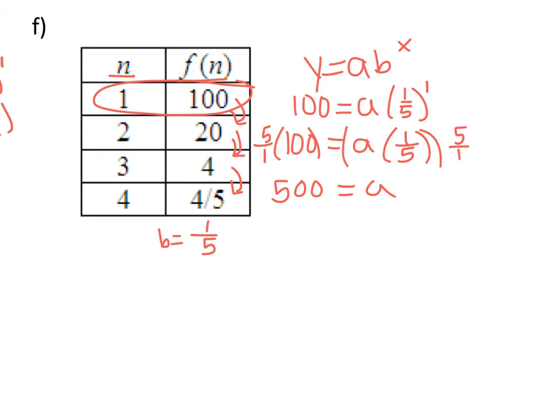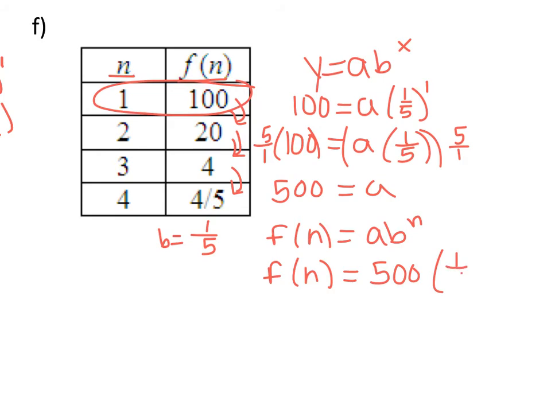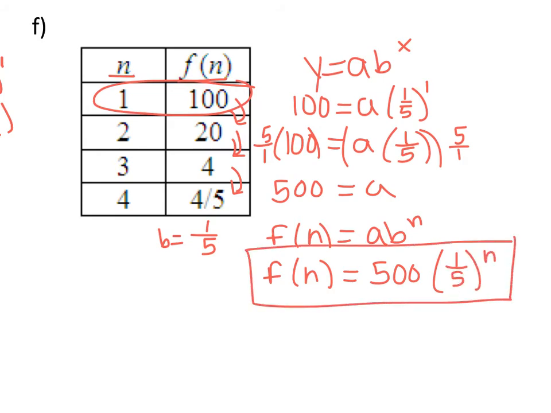So our equation, remember again, we have to use f of n and n. So f of n equals ab to the n. F of n equals 500 times 1/5 to the n. Okay, do B, C, and D in this section.